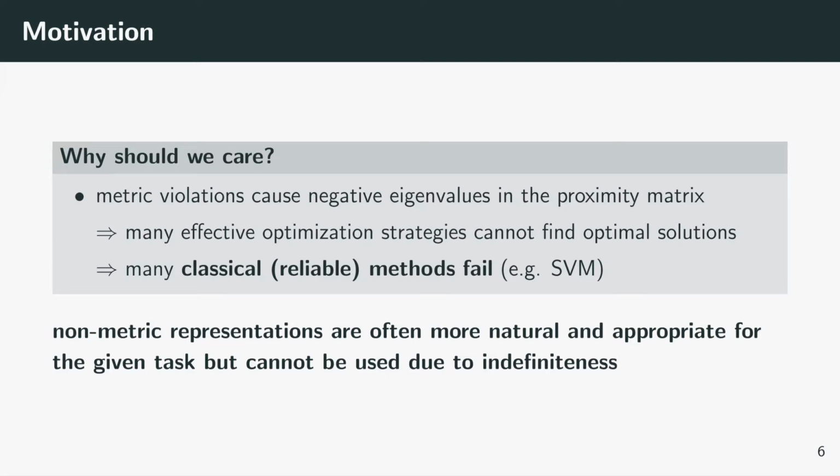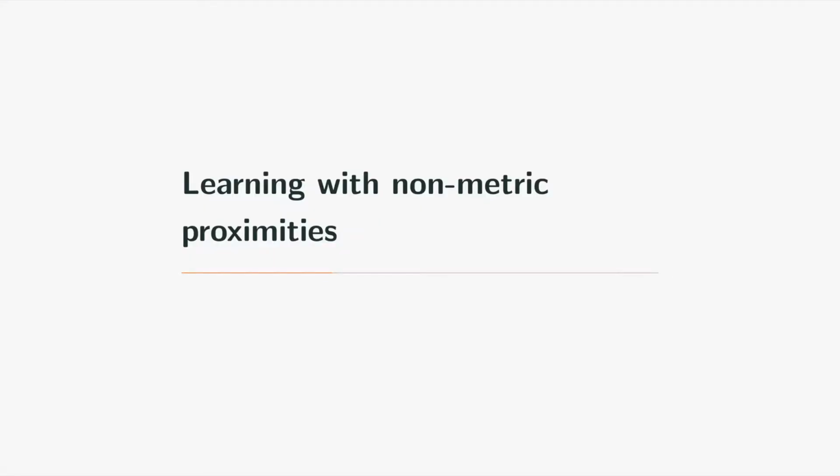So, in summary, non-metric representations are often more natural and appropriate and fit better the given task, but they cannot be used in the models due to their indefiniteness problems. So, how can we still learn with non-metric proximities? How can we use these non-metric proximities?